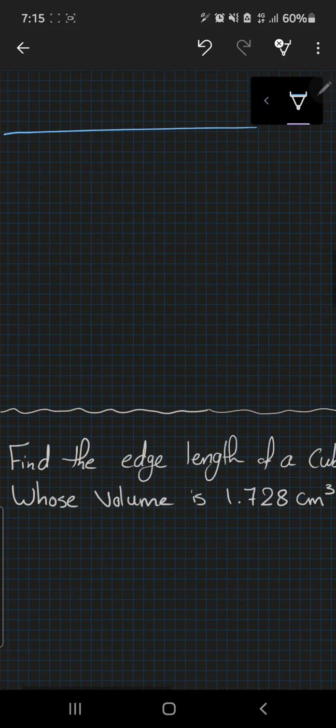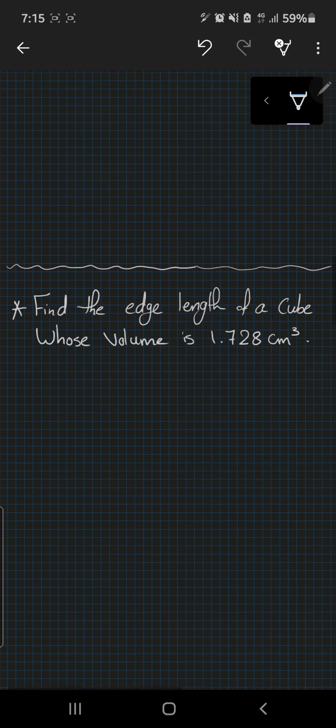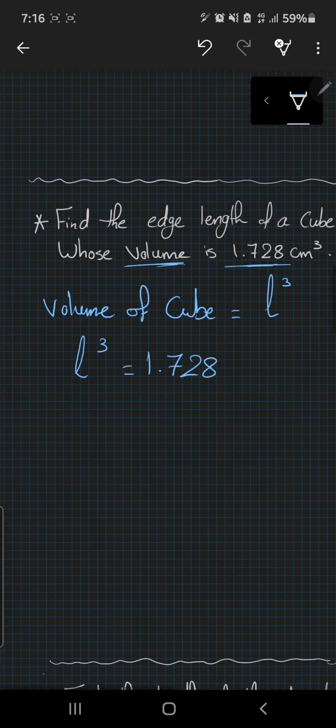Okay, another example. Find the length of a cube whose volume is 1.728 centimeter cubed. First, write the law of the volume. The volume of the cube, we said before, L power 3. What's the meaning of the edge length? L. We want to get L. Also an equation. So L power 3 equals 1.728.